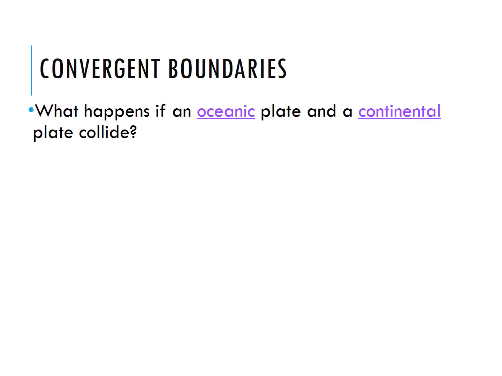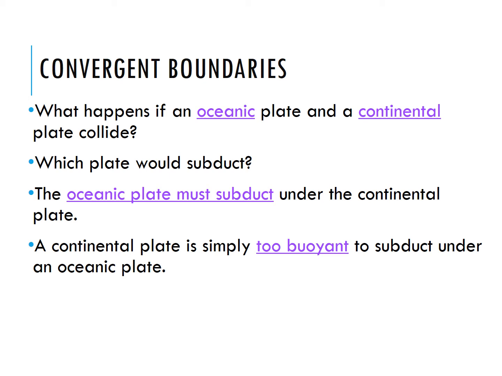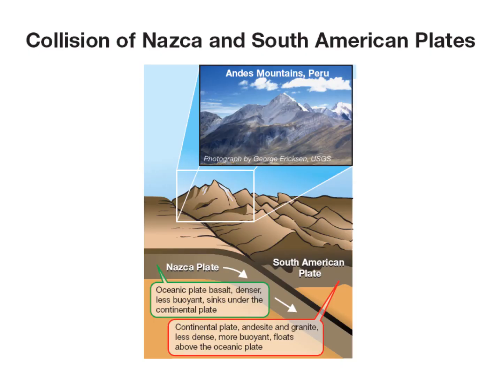So what happens if an oceanic plate and a continental plate collide? Which one would subduct? We're always going to have one subducting, and the oceanic plate will always subduct underneath the continental plate, because the continental plate is too buoyant, or less dense than the oceanic plate. So the oceanic plate is going to subduct and go back down towards the mantle. Here we have the collision of two plates, the Nazca and the South American plate, and this is how we get the Andes Mountains forming in Peru.